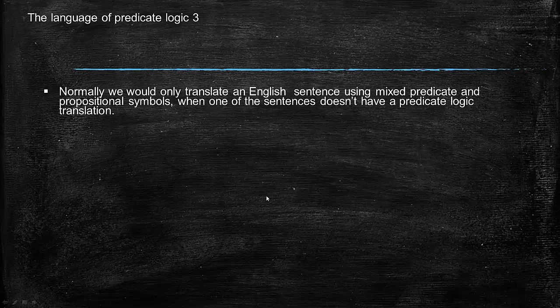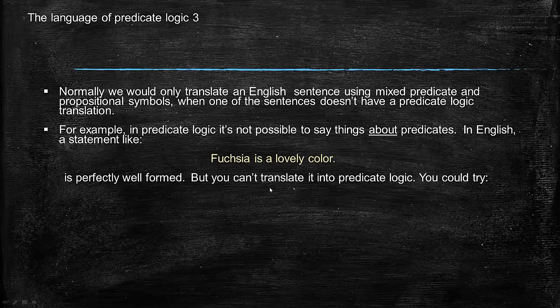Now normally we would only do this, only translate an English sentence using mixed predicate and propositional symbols, when one of the sentences doesn't have a predicate logic translation. It turns out that's actually really common. We're just avoiding those sentences for the most part, but just to show you very clearly why this is the case, think of something like, fuchsia is a lovely color. Now that's a perfectly good sentence in English, but you actually cannot translate that into predicate logic.